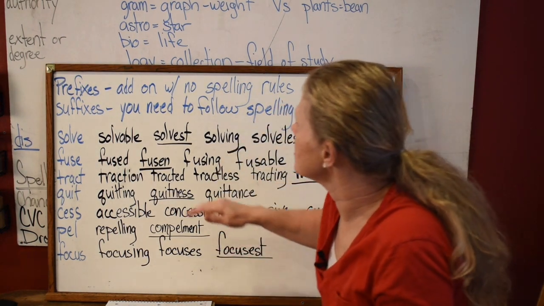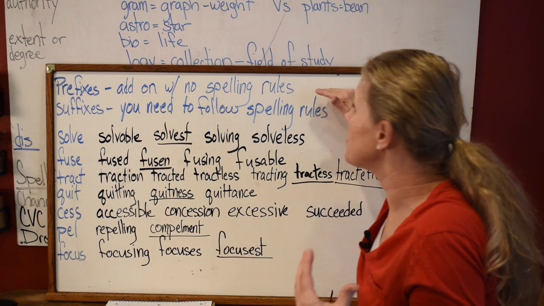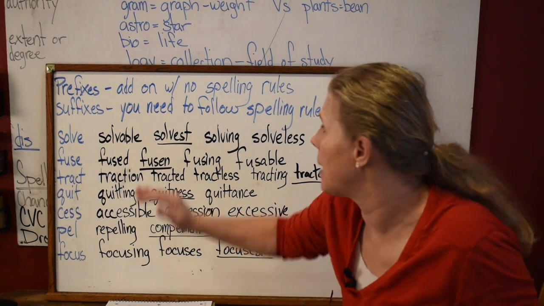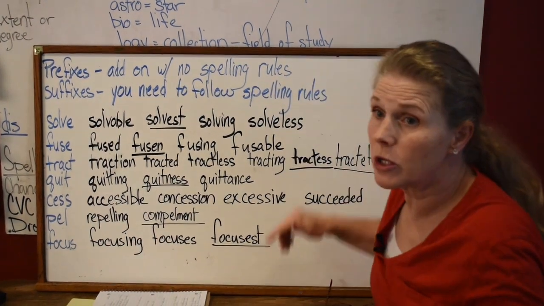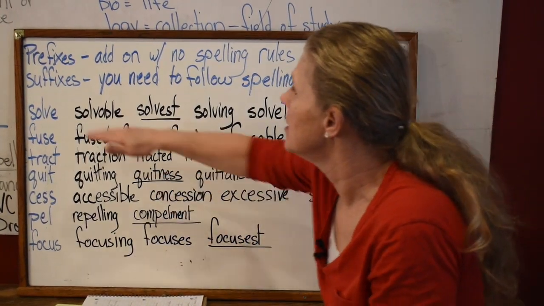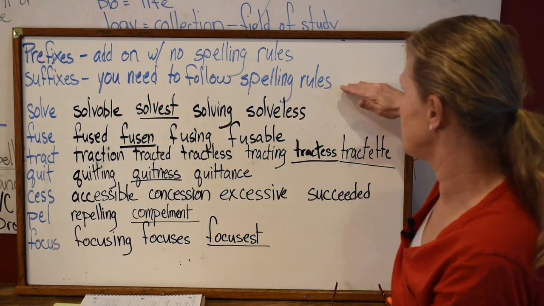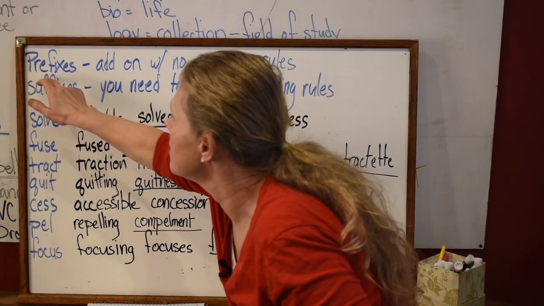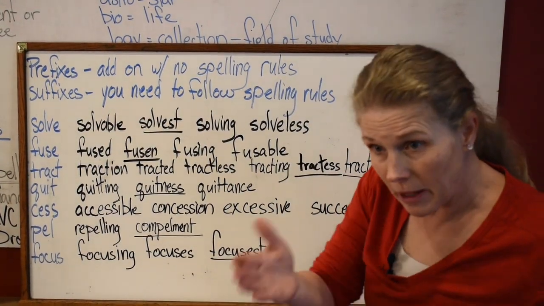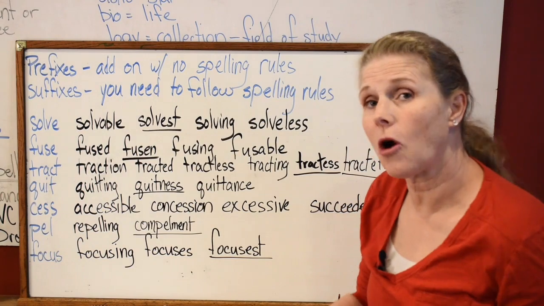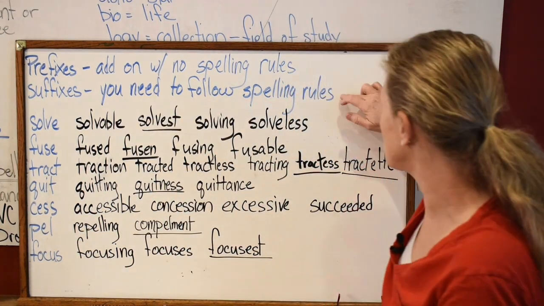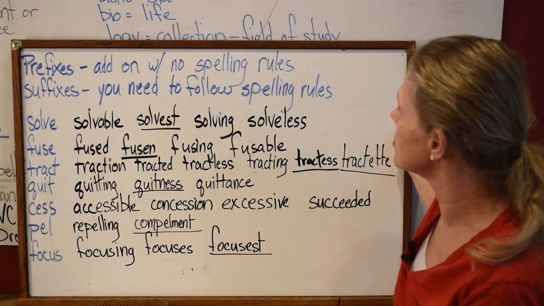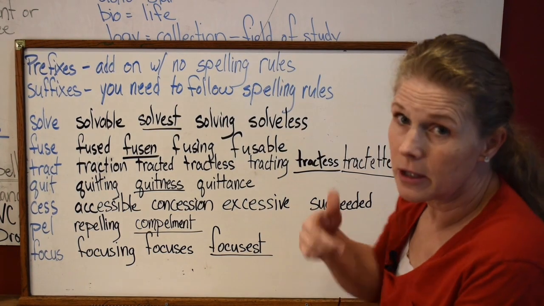Now, prefixes, you just add on with no spelling rules. You do not have to worry about any spelling rules when you're adding on a prefix. Suffixes, you need to follow spelling rules. So prefixes, remember, pre means before the base word, and then suffixes are after the base word. So you need to make sure you are following these spelling rules when you're adding on your suffixes.